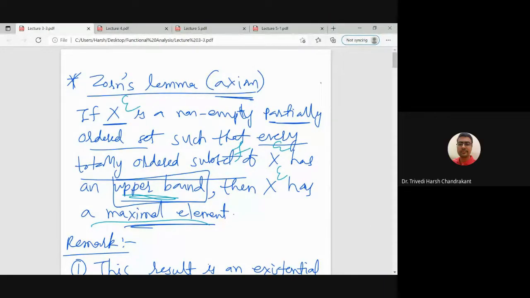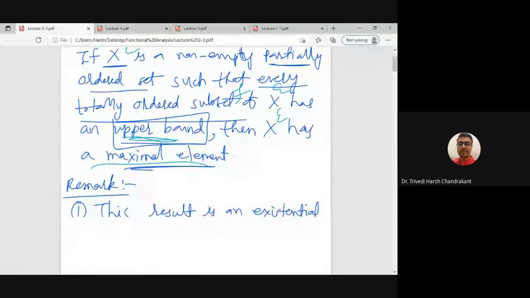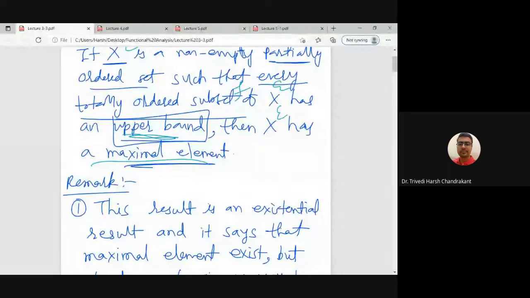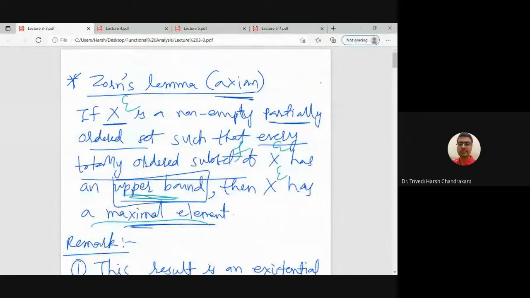Okay, then let me revise the lecture. Zorn's lemma we basically discussed, that is, whenever we have a non-empty partially ordered set in which every chain has an upper bound, then the partially ordered set has a maximal element.